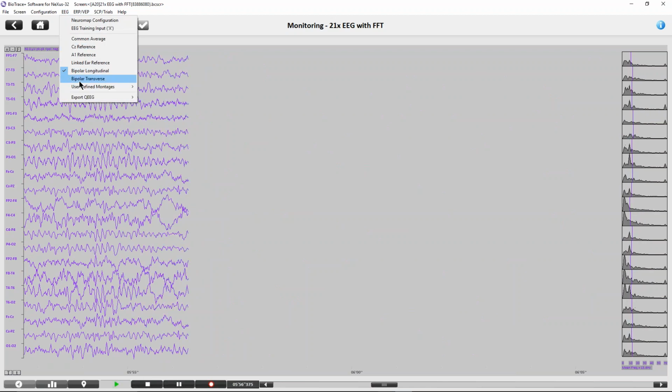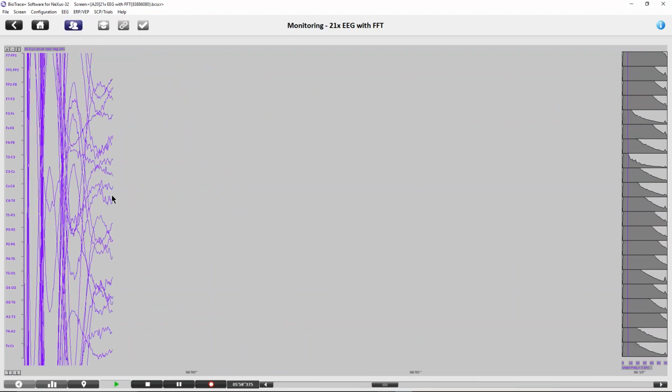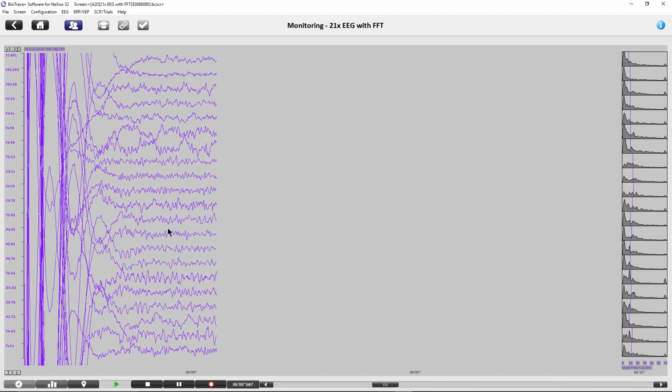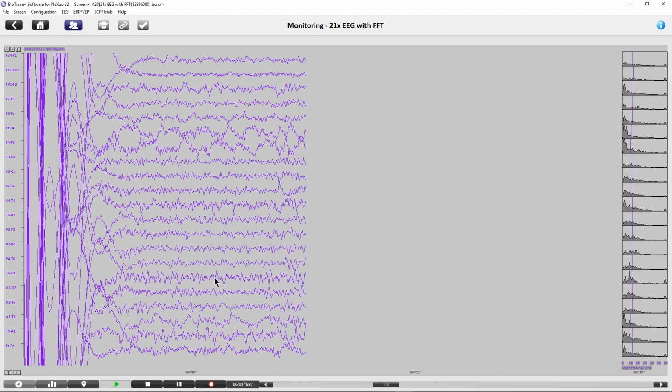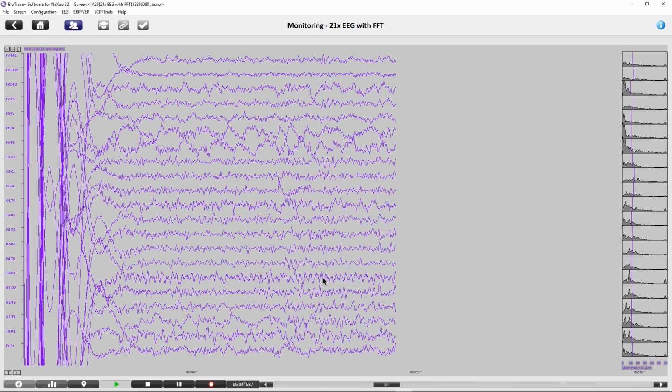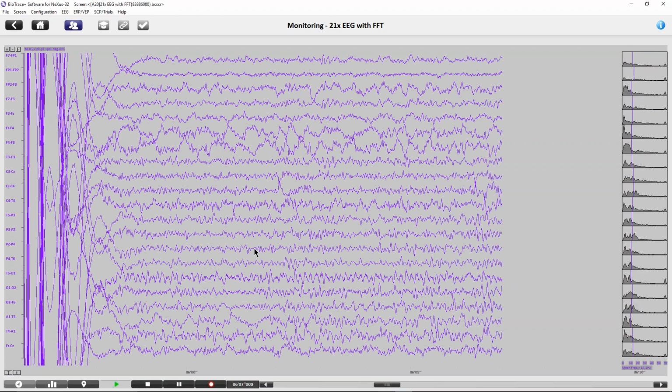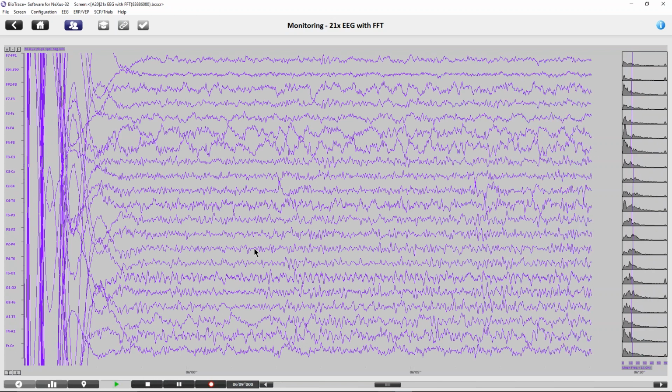The same is true with the bipolar, transverse bipolar montage. Anytime I have 2 active signals and one of them has a signal, I'm going to see real data coming from both of them.